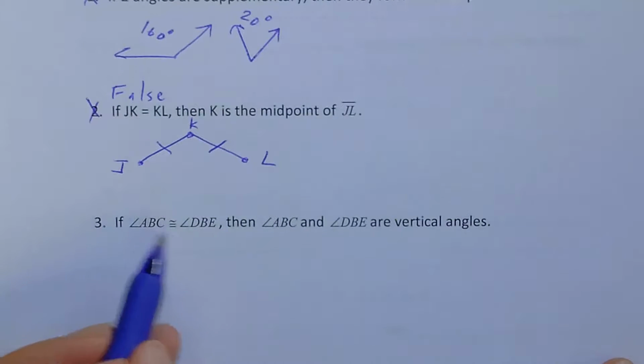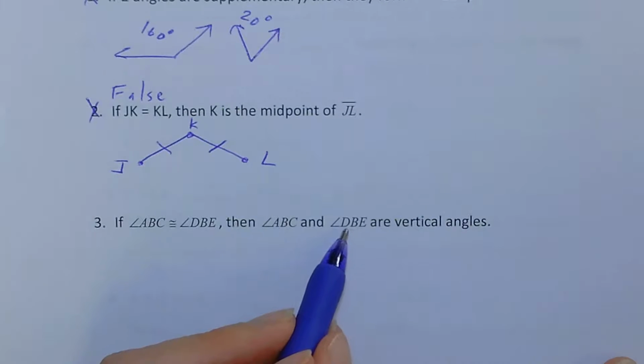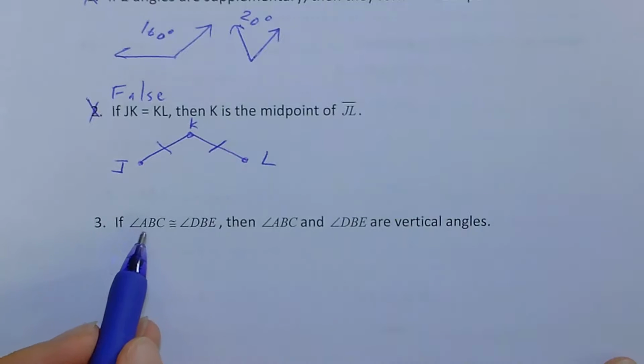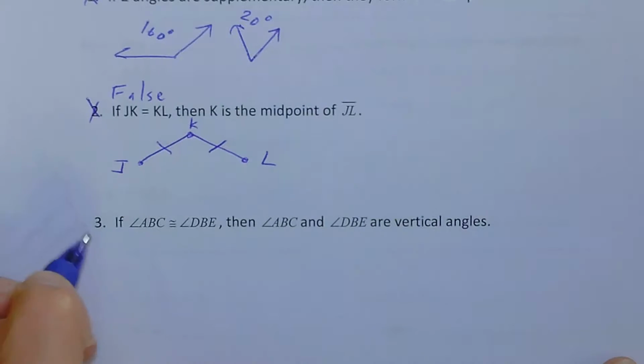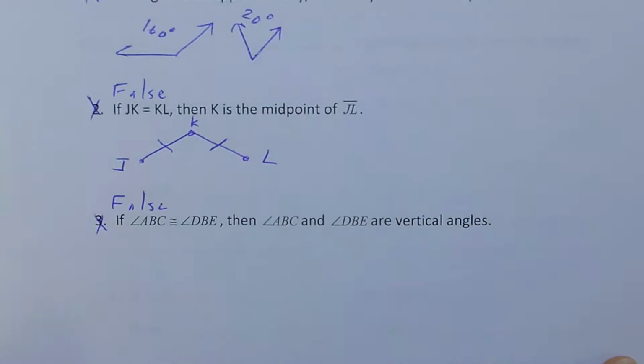If angle ABC is congruent to angle DBE, then ABC and DBE are vertical angles. Well, we know vertical angles are congruent, but are all congruent angles vertical? And so the answer to that is going to be no. So this is another bad conjecture. This is another false conjecture, and I need one counterexample to prove it wrong.